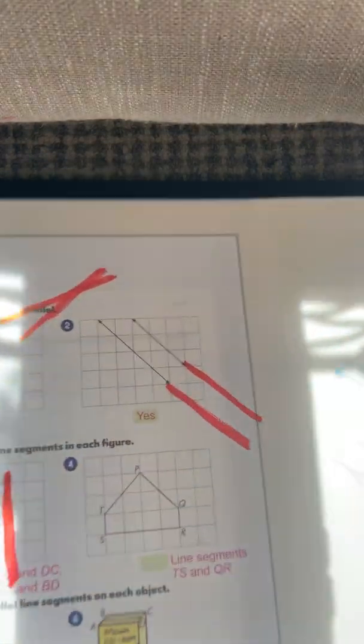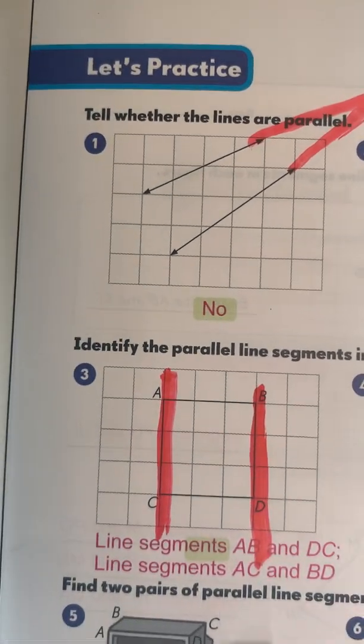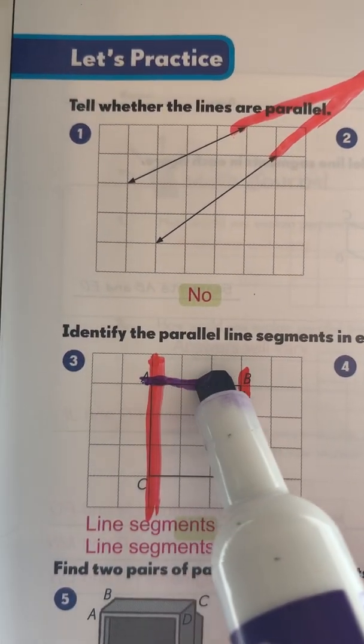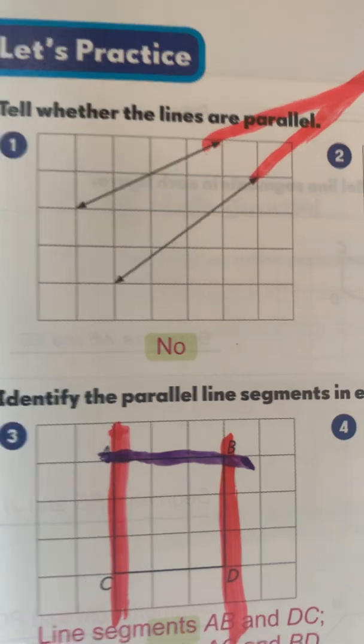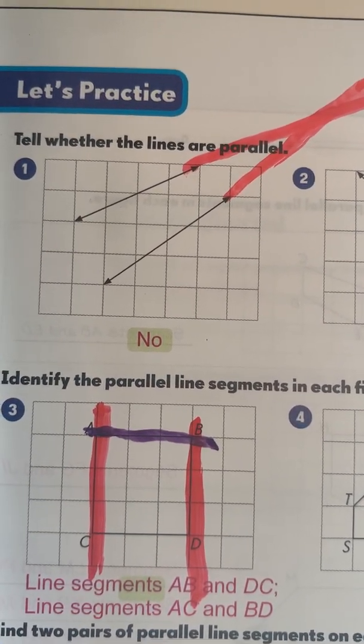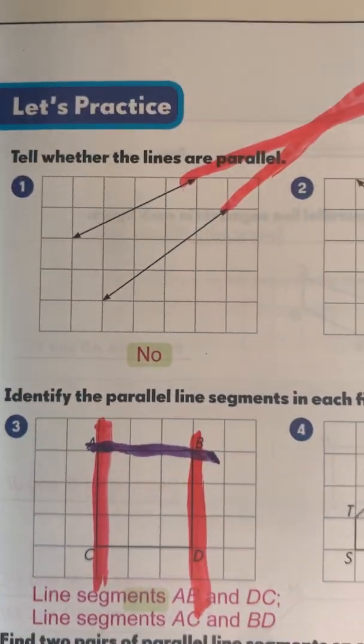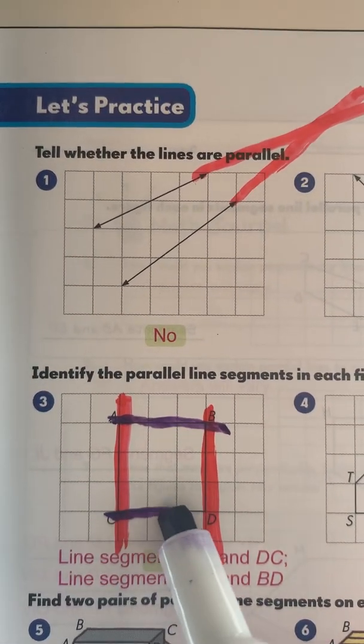Okay, so let's take a look. I've got my purple marker here. Let's start with line segment AB, and let's try to find its match. So it's a parallel line. Do you guys think you know what it is? Excellent. I could say line CD or I could call it DC.